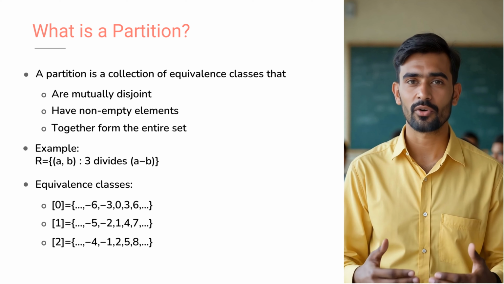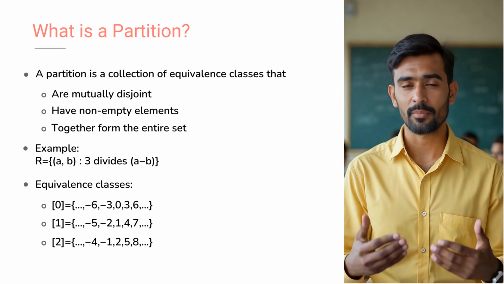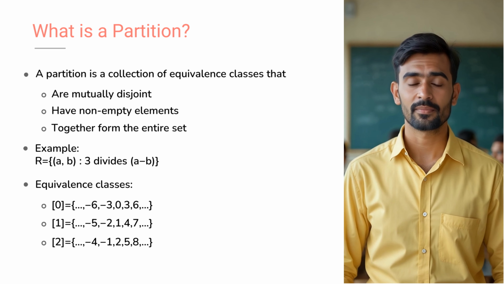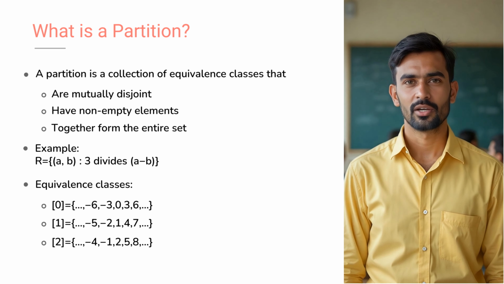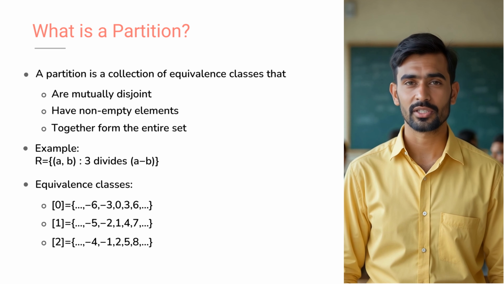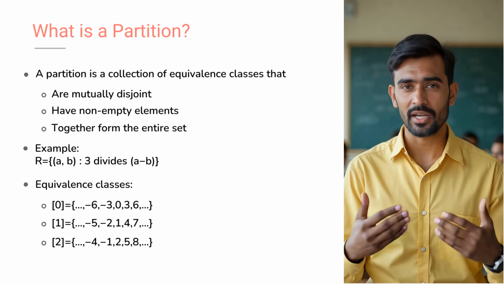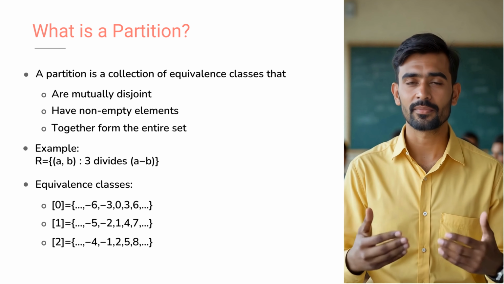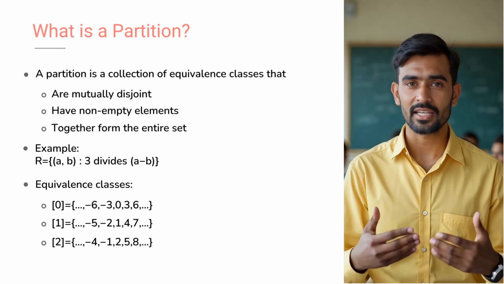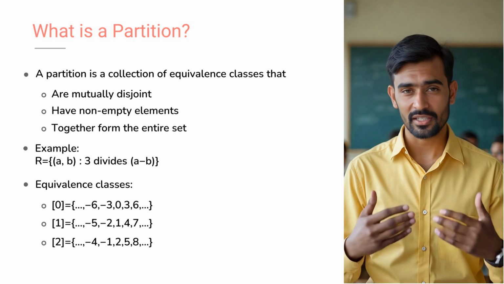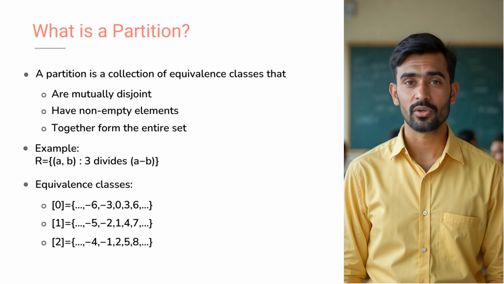Let's take the set of all integers Z and define a relation R as R equals all pairs (a, b) such that 3 divides a minus b. This relation is also an equivalence relation, and guess what? It splits Z into 3 equivalence classes based on remainders when divided by 3. First, the equivalence class of 0. It includes all integers divisible by 3: -6, -3, 0, 3, 6, and so on.